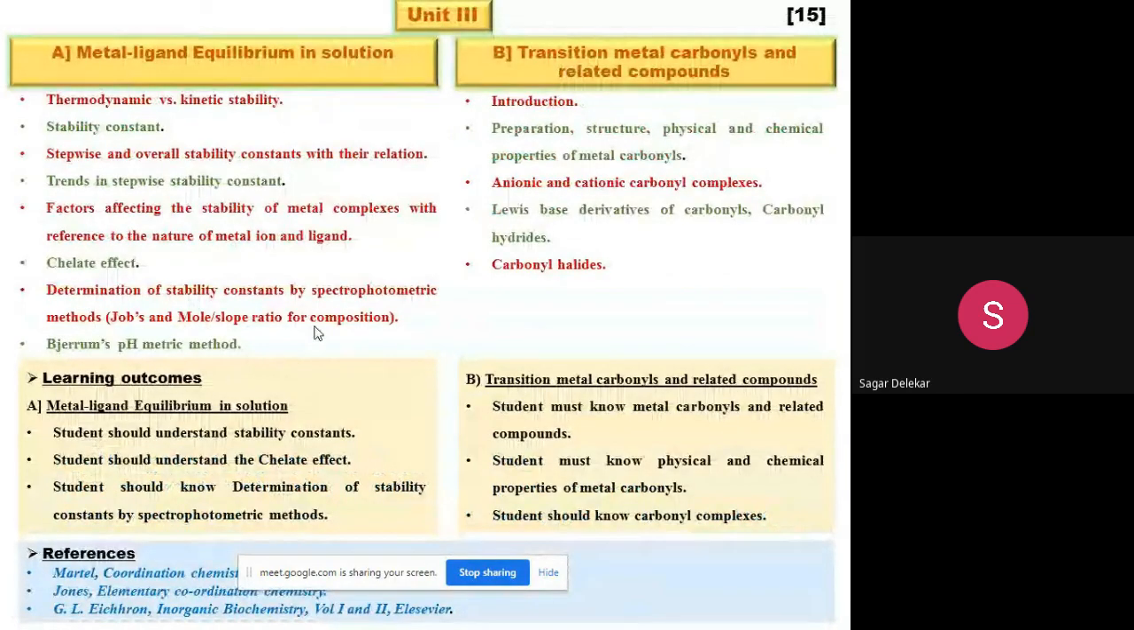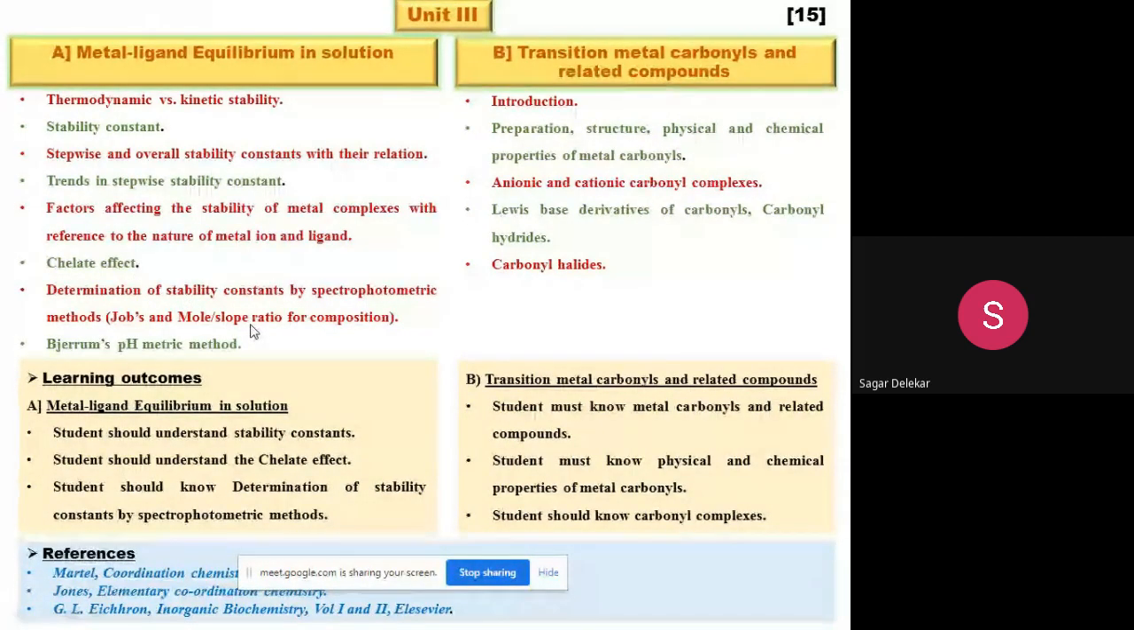Then unit number three. In that there are two sub units: metal ligand equilibria and metal equilibria in solution, and second is transition metal carbonyl and related compounds. So I am highlighting this one only. These are the points to be covered: thermodynamic versus kinetic stability, then stability constant, stepwise and overall stability constant. Then trends, what is the trend actually? What are the factors affecting the stability of the complexes with respect to metal ion and ligand? Then chelate effect. Now how one can determine the stability?